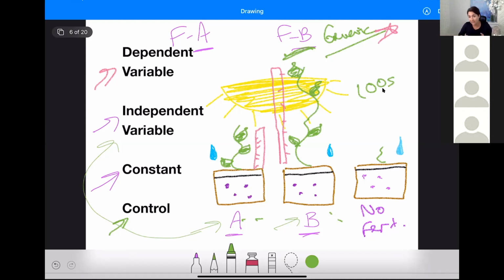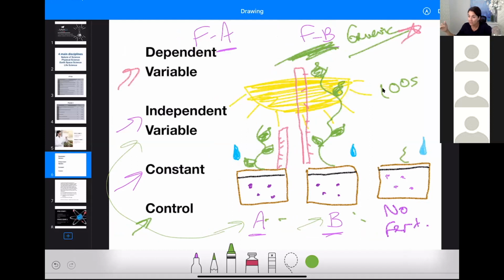Because part of the scientific method is doing experiments over and over and over again to see reliability. And if you have reliability, it means you're getting the same results again and again. So if I do this experiment 10, 20, 30 times, and again, fertilizer B outperforms every single time, well, then I can say fertilizer B is a better product. But if I only did it once, I don't know if that's really the case. So make sure you understand that when it comes to the scientific method.